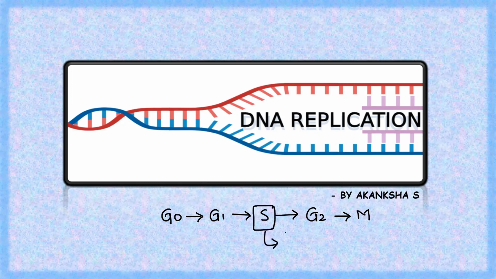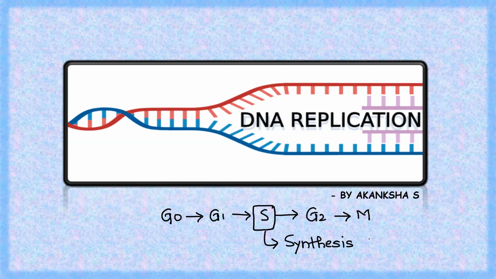This S phase symbolizes what? It symbolizes synthesis. Now, what is being synthesized over here? The other copy of DNA. So we originally have one copy of DNA with us, but during cell division, the cell finds it important to create another copy of DNA.